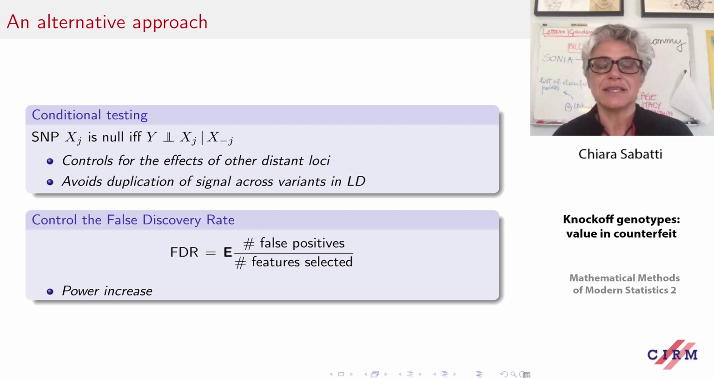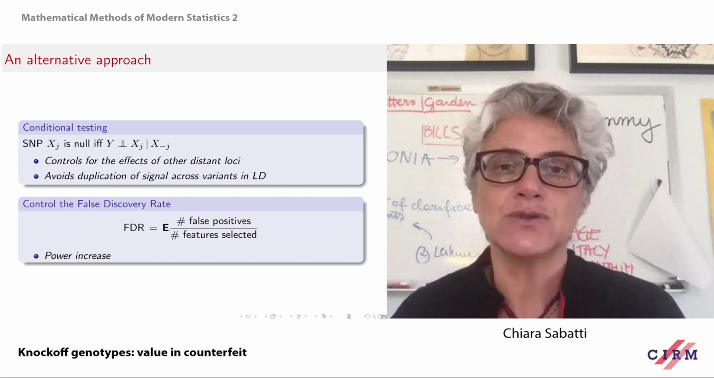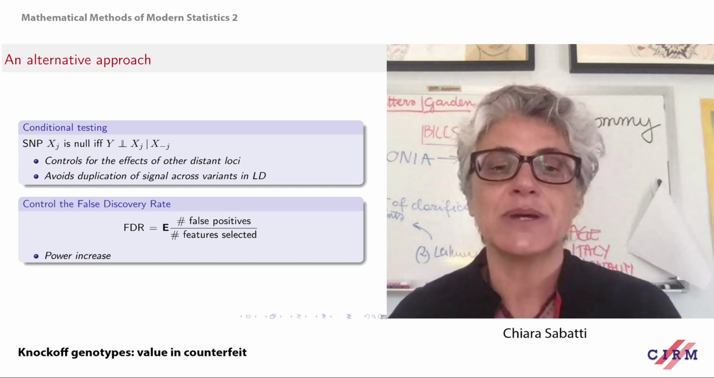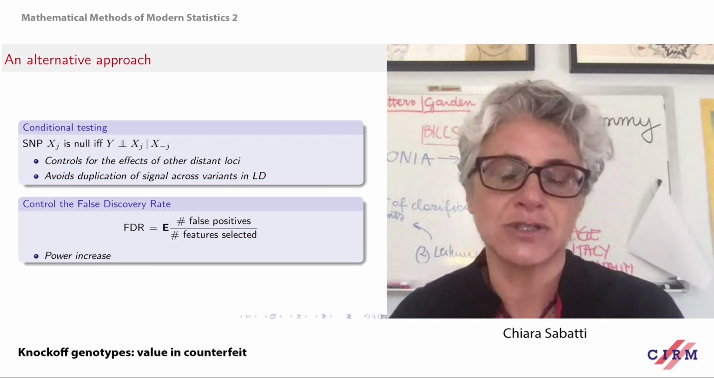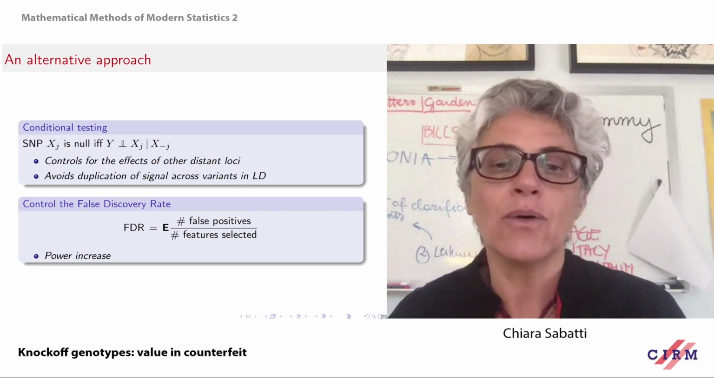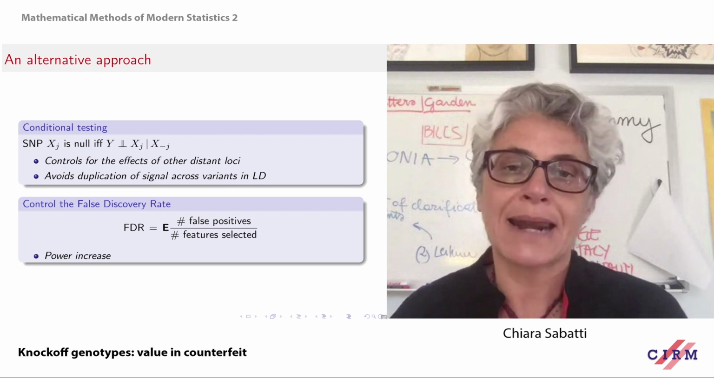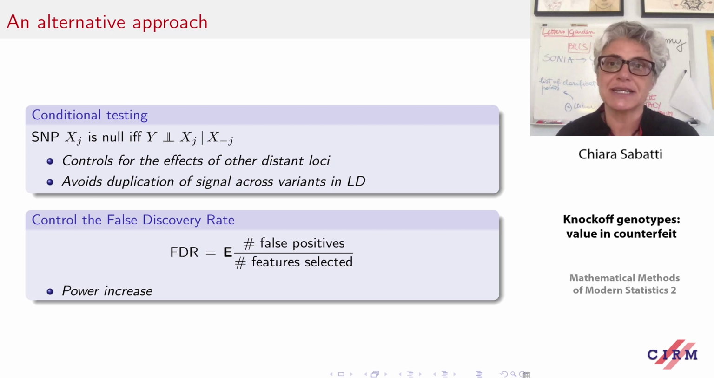There are two ingredients of this slightly different approach that I want to highlight. One is that instead of doing marginal testing, we're going to do what we can call conditional testing. That is, we're going to declare that the SNP xj is null if it is independent from the phenotype Y, conditionally on all the rest of the loci in the genome. We want to avoid this duplication of signals across variants in the same regions due to linkage disequilibrium. And so we want to discover only the SNPs that have something to tell us about the phenotype in addition to the rest of the genome.